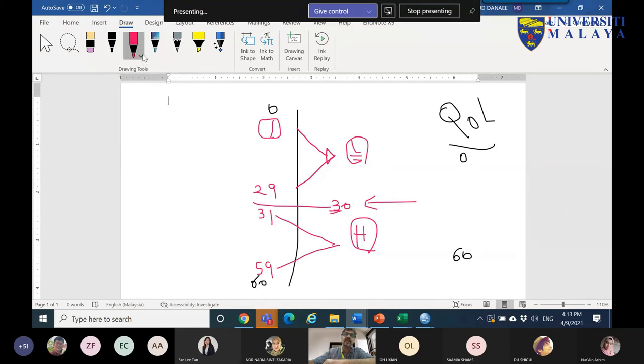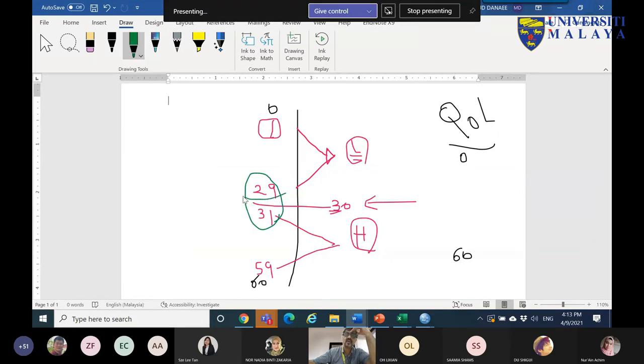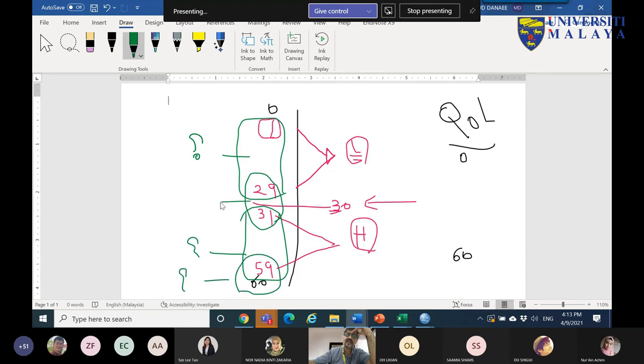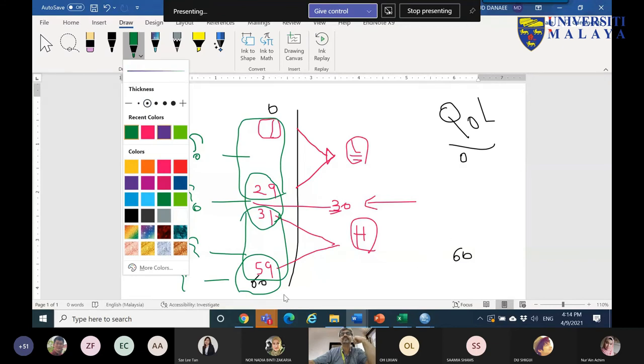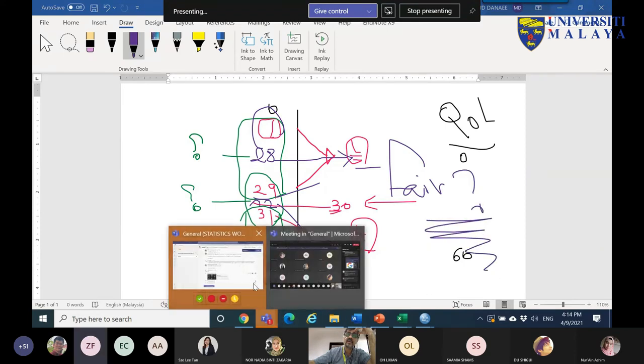Okay, no doubt, agree. But just answer my question: are these two similar, or these two? Are these two much closer to each other, or these two? What do you think? Is it fair that these two with a 2 unit difference, I categorize differently, but these two with a 28 score difference, I look at as similar, the same? Is it fair? Yes or no? No. No.